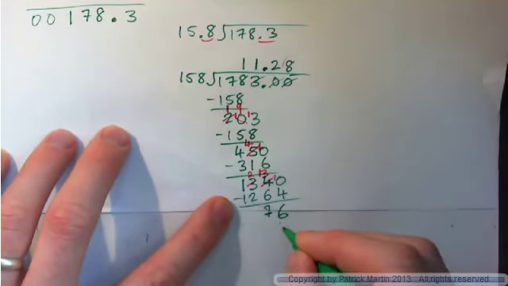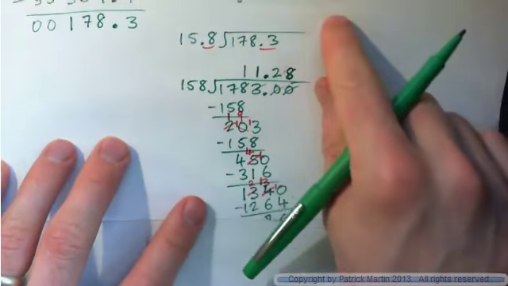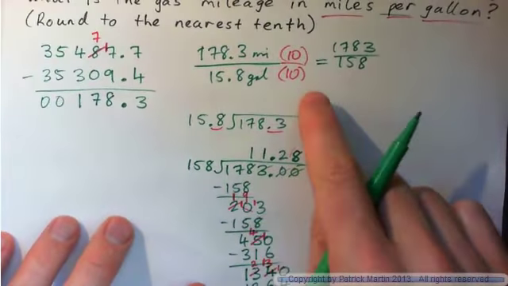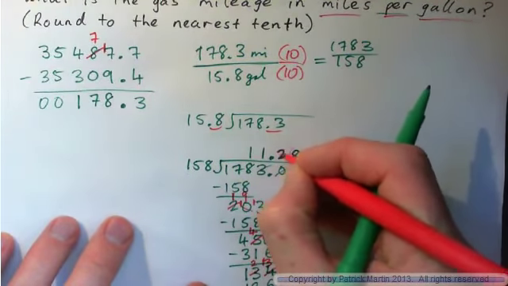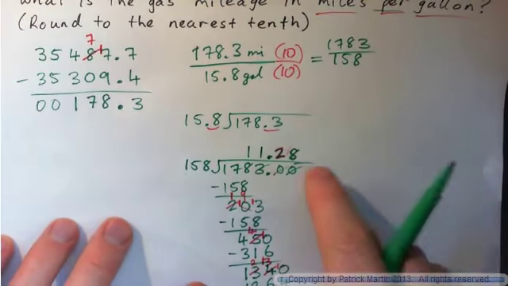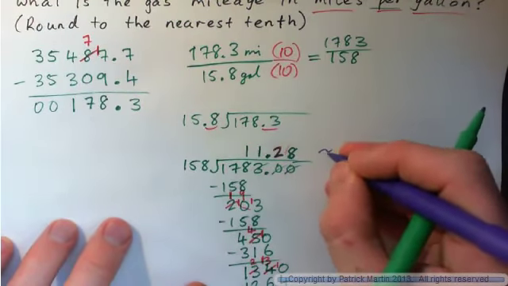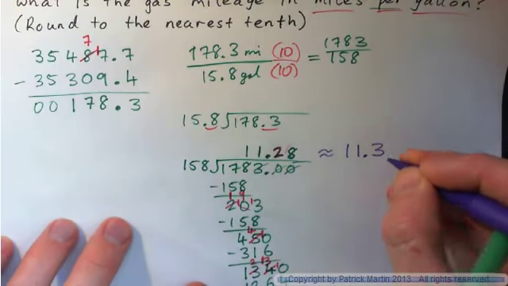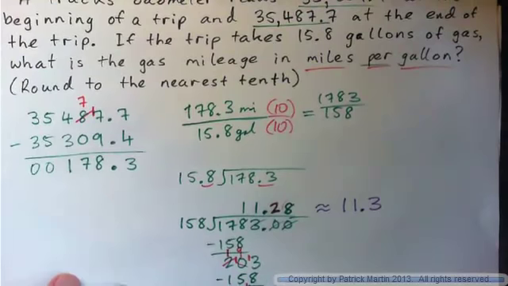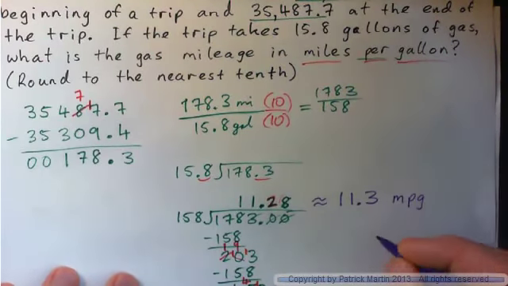But we didn't even need to do that because we've got 8 here now, and we're asked to round to the nearest tenth, and the tenth spot is here. So I'm going to round up or down. That is approximately 11 point, I've got to round up, 0.3. And it's miles per gallon, MPG, or miles per gallon.